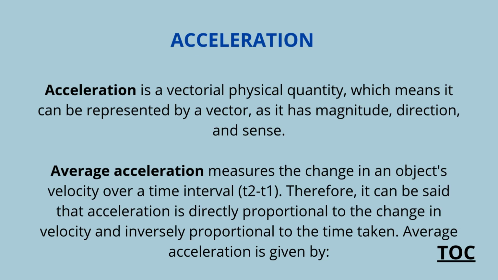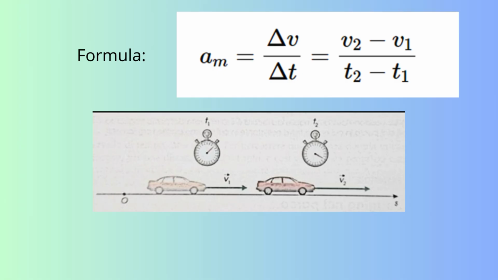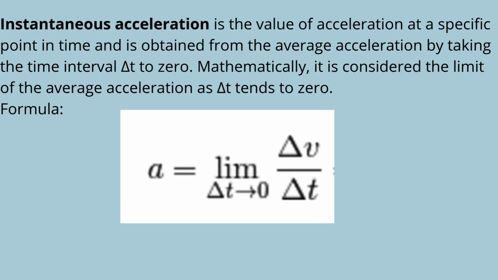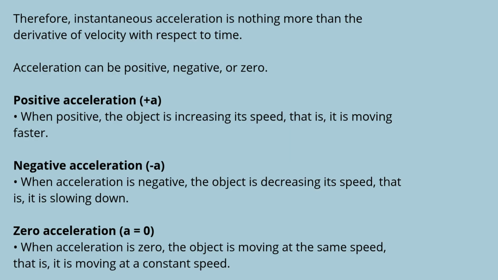Average acceleration measures the change in an object's velocity over a time interval. Therefore, it can be said that acceleration is directly proportional to the change in velocity and inversely proportional to the time taken. Average acceleration is given by the change in velocity divided by the time interval. Instantaneous acceleration is the value of acceleration at a specific point in time and is obtained from the average acceleration by taking the time interval delta t to 0. Mathematically, it is considered the limit of the average acceleration as delta t tends to 0. Therefore, instantaneous acceleration is nothing more than the derivative of velocity with respect to time.